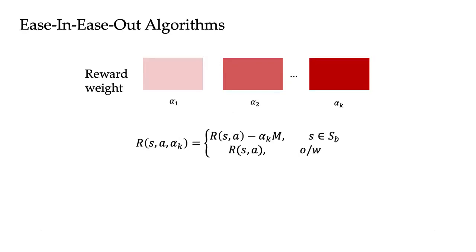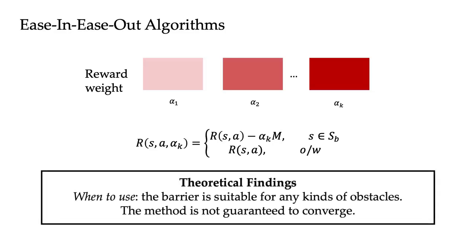When the obstacle is difficult to inflate, we employ the reward weight method to achieve our ease-in, ease-out algorithm. In the reward of each stage, we discount the punishment of colliding with the obstacle by a parameter alpha k. This method is suitable for any kinds of reward functions but is not guaranteed to converge. But we demonstrate that the policy becomes closer to the target homotopy class at every stage.